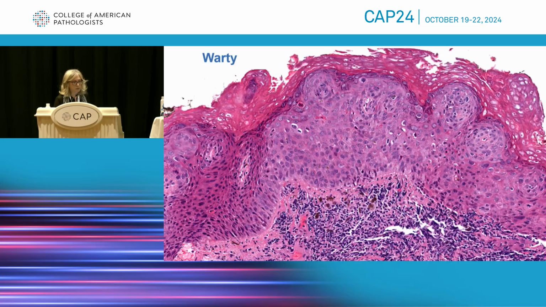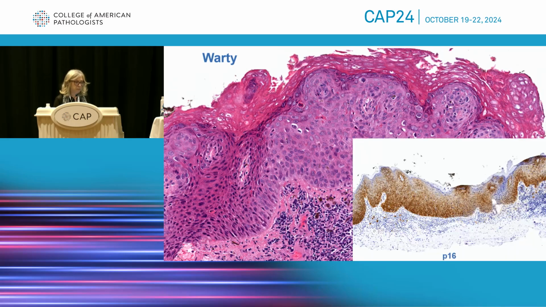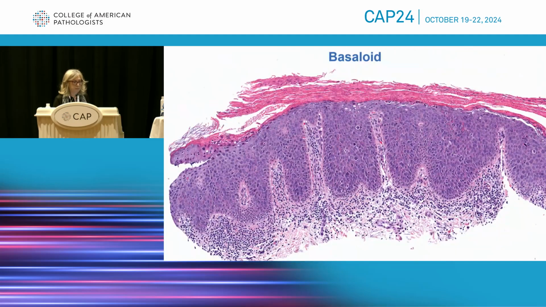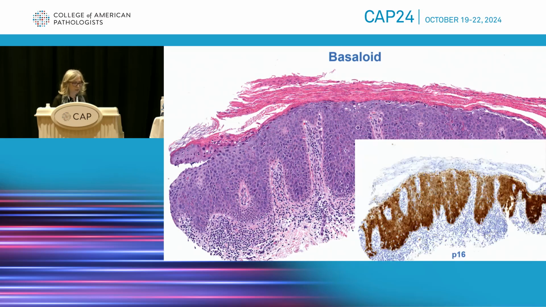And these are some examples. This is warty PIN. You can see that there is an acanthotic lesion with hyperkeratosis and parakeratosis and koilocytosis. That's typical of warty PIN. And it's a little bit more atypical than a condyloma, otherwise P16 positive. This is basaloid PIN, which looks like a papillomatous lesion with lots of these very undifferentiated basaloid-looking cells with high N/C ratio, marked atypia. You can find a lot of mitosis and apoptosis. These are also typically P16 positive.